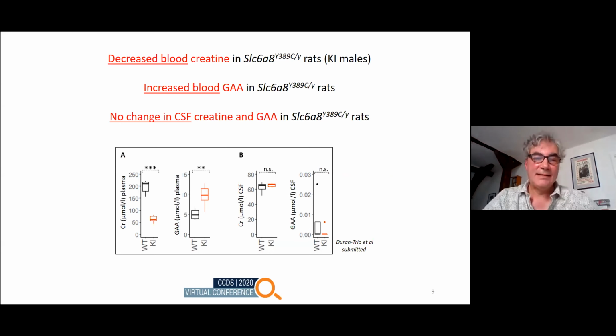We measured creatine and GAA in the blood and the CSF of these rats. We observed a decrease of creatine in the blood in the knock-in, a small increase of GAA, and no change of creatine or GAA in the CSF of these rats. And this is also a characteristic of the patients. The CSF is not a good liquid to look for creatine deficiency in the creatine transporter deficient patients.